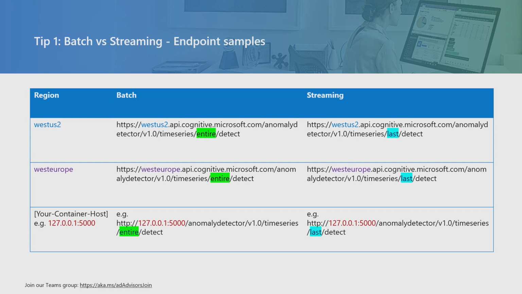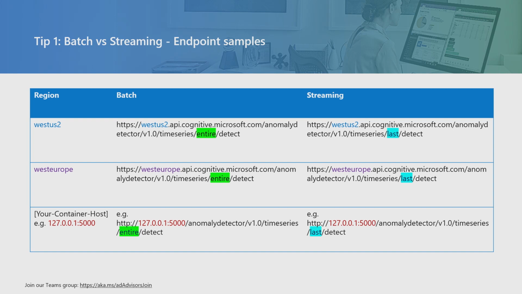So these are the examples of the endpoints, because the service so far is still in public preview as we speak. And we will host the API service on more Azure regions. But now you have West US 2 and West Europe. And these are really the different endpoints for those Azure regions. As you can see in the table, I've highlighted the /entire and the /last. Now, when more Azure regions come, the endpoint for the region will change.